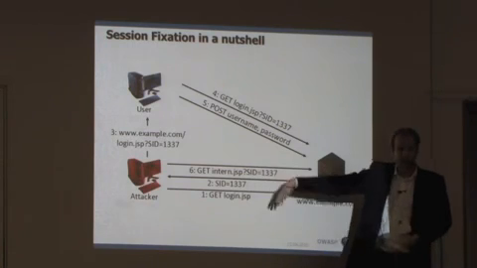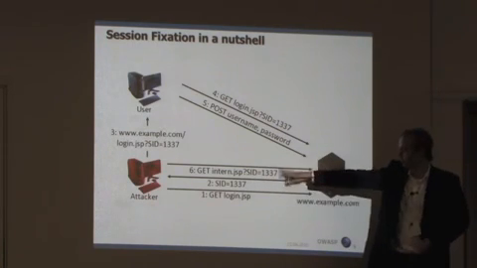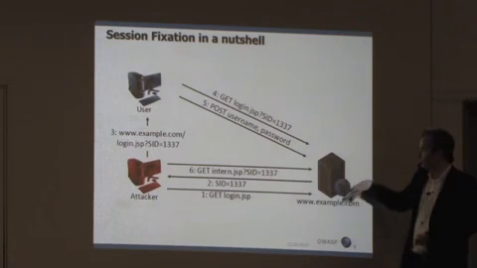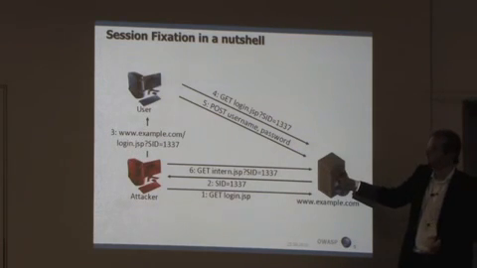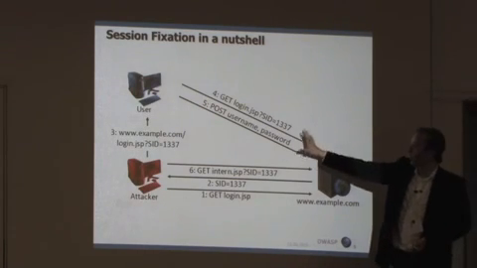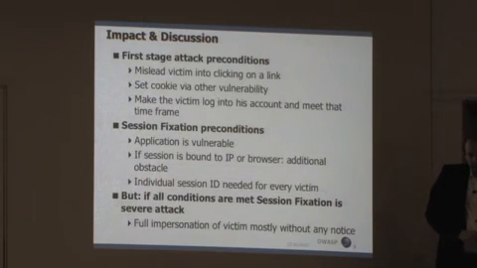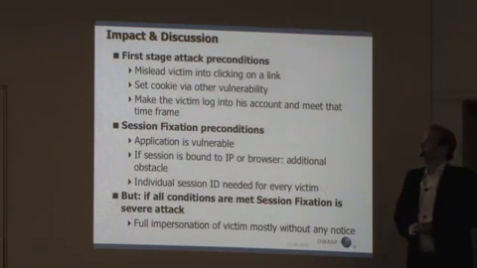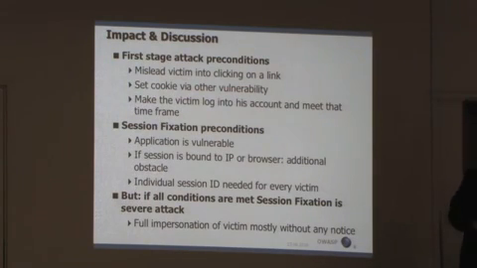So I can do this basically to do two things. I do this every 5 minutes or every hour or whatever to prevent the session from timing out on the server side and to meet this window of opportunities, this window of attack where the user actually logged onto the site. So for the first stage of attack, you have to fulfill the following preconditions. You have to mislead the victim into clicking on that link. You have to set the cookie at the victim side via some vulnerability, and the victim needs to log in to his account, and you have to meet that time frame.